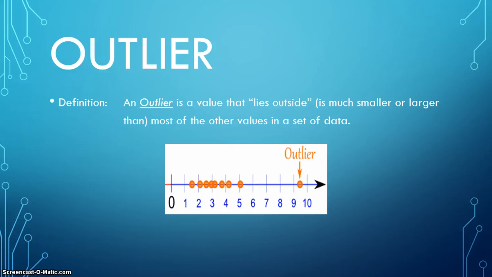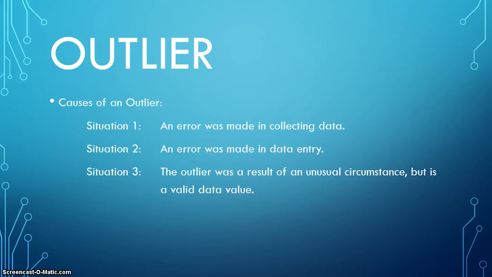An outlier is the value that lies outside most of the other values in a set of data. And as you can see, I have the same image as before, where you can see an orange point that's far away from all the rest of them on a number line, and that one's marked outlier. Now, what we're going to do is talk about the causes.